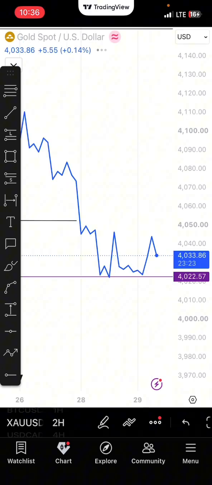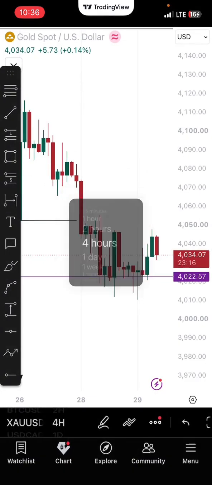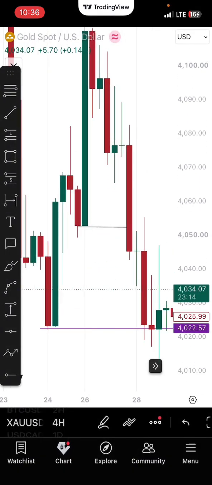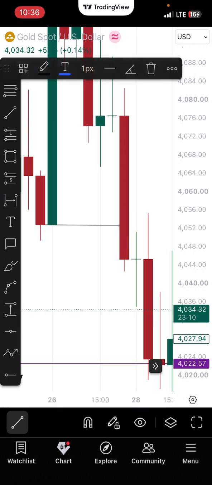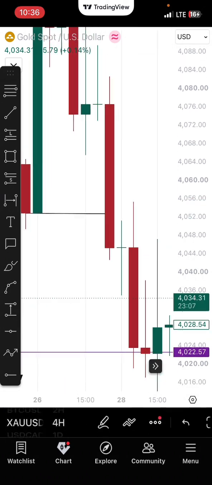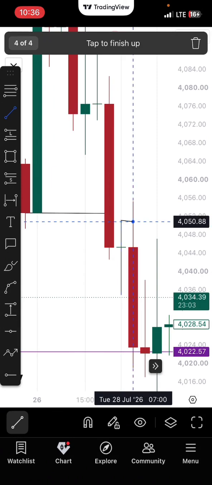Price already presented that for me on 4 hours though, but I just wanted a bigger RR. I wanted a bigger risk to reward. So you can see it's still the same concept that happened here. After this break, I saw this. I used this candle as what? Single candle inducement.